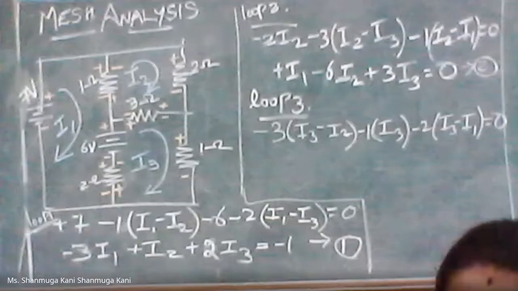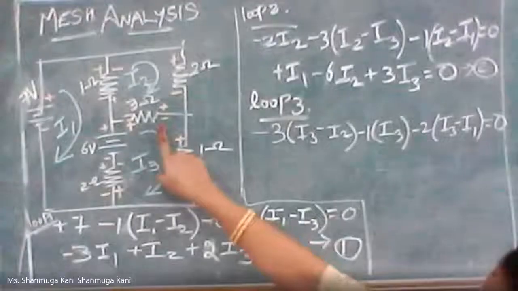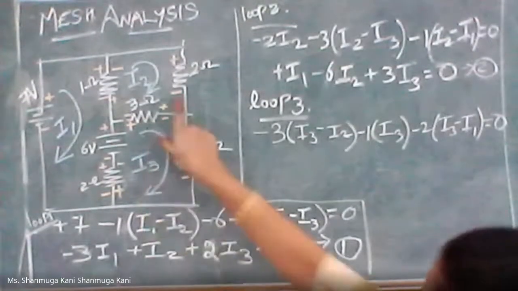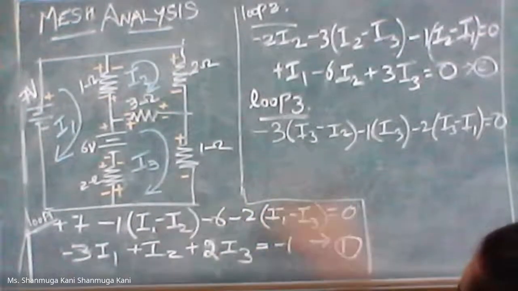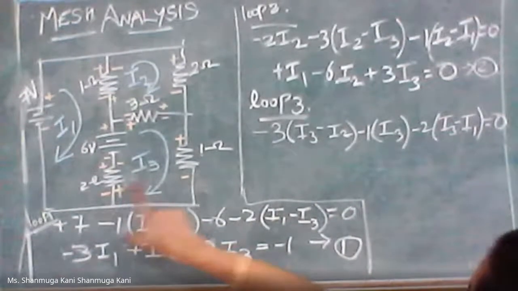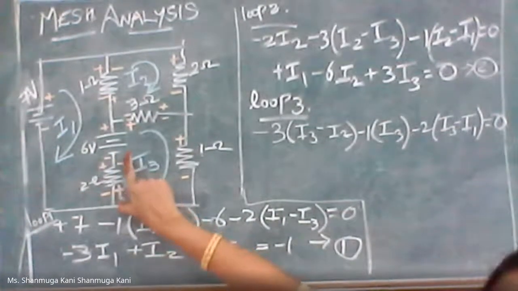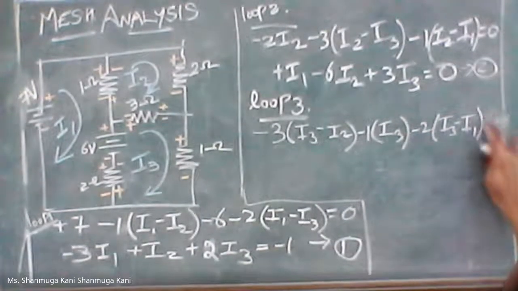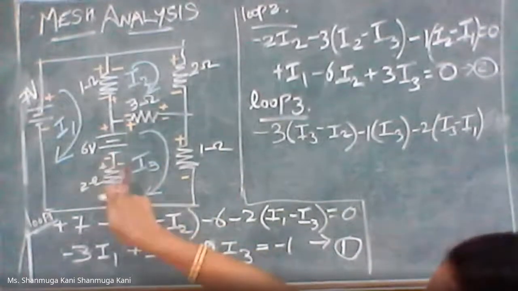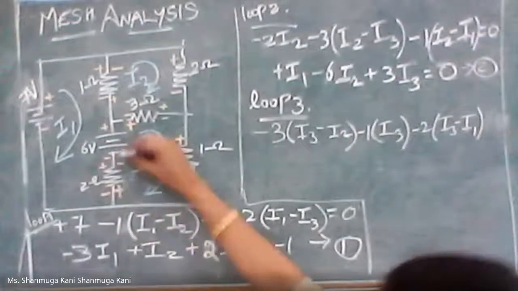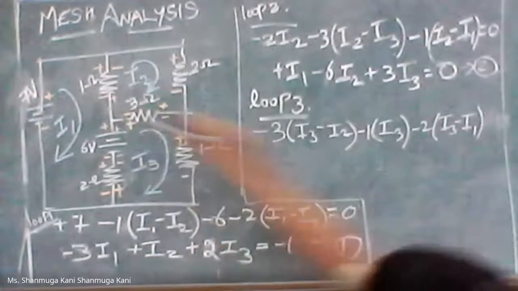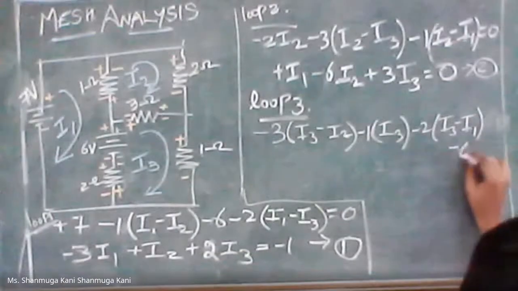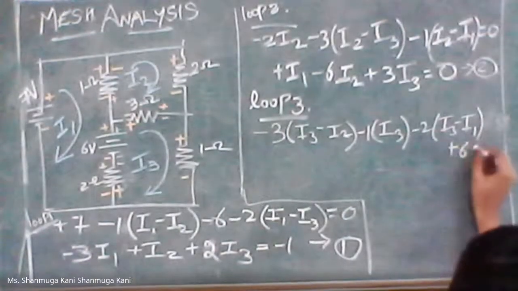Correct? Minus 3 is common for I3, I2. We have written 1 only for I3. For 2, it is I3, I2. I have left the 6. The 6 ohm, if you are leaving sign, here it is minus, here it is plus. So leaving sign is minus plus 6 equal to 0.